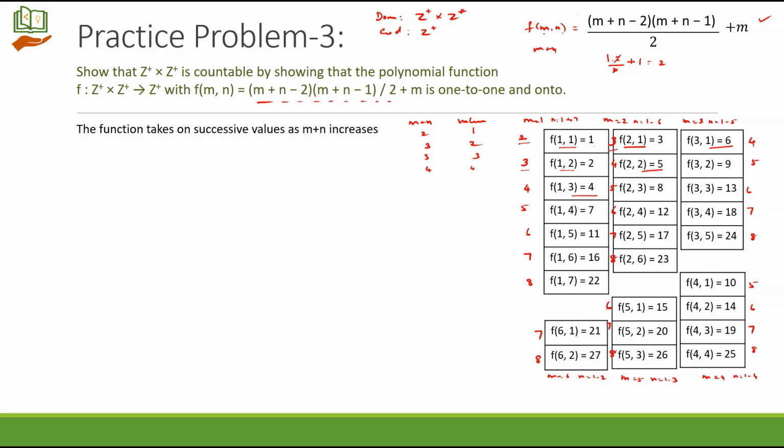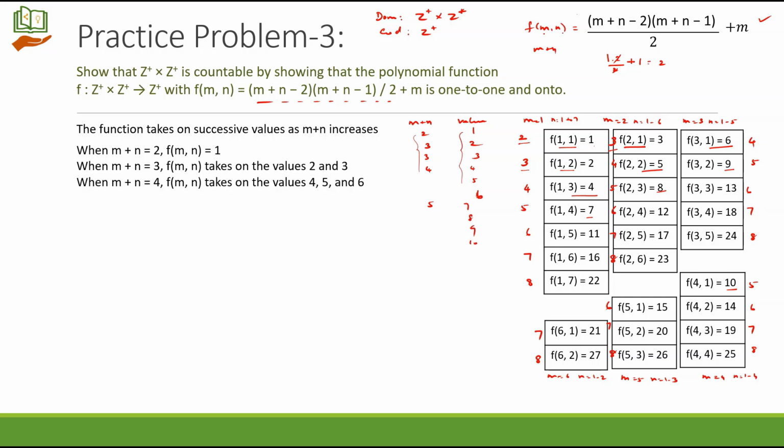So this will give 4, 5, 6. What pattern do you find here? The function takes on successive values as m plus n increases. When it keeps going on, the values keep increasing. Then go for this particular 5: 7, 8, 9, 10.